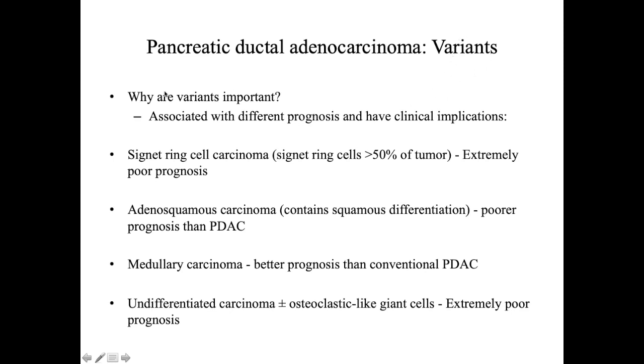So there are different variants of PDAC. Why is it so important to know these variants? Well, not all of them, but some of them are associated with different prognosis and have clinical implications. Signet ring has an extremely poor prognosis. Adenosquamous has a poorer prognosis than PDAC. Medullary has a better prognosis than conventional PDAC. So it's important to recognize this. And undifferentiated carcinoma with osteoclastic giant cells has an extremely poor prognosis.